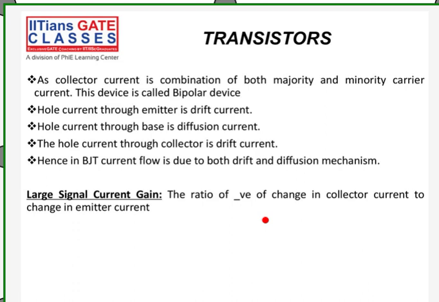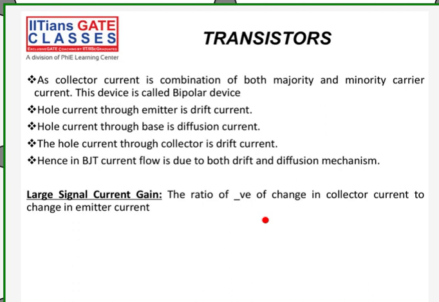That we understood already, because in the collector the carriers will be moving because of the external supplied voltage. So we can see how it is diffusion, how it is drift. The whole current through the collector region is due to drift, so that is why it is called drift current. So we can see here the BJT current flow is due to both drift and diffusion mechanisms. So it has both types of current, drift current and diffusion current, that we have to remember.